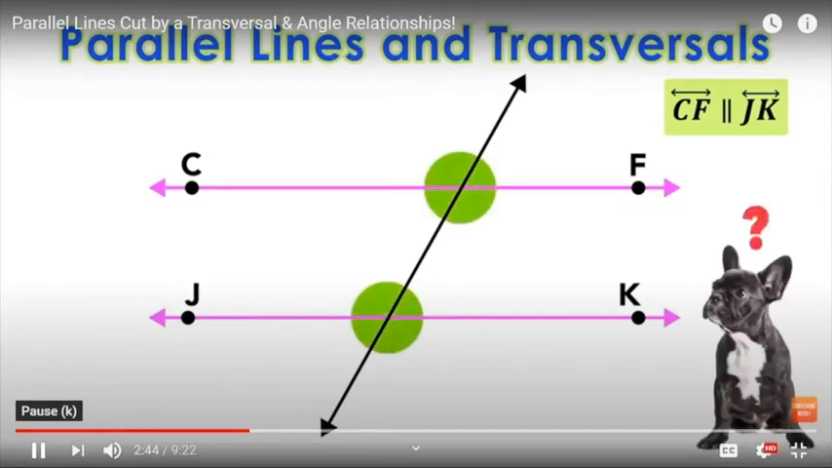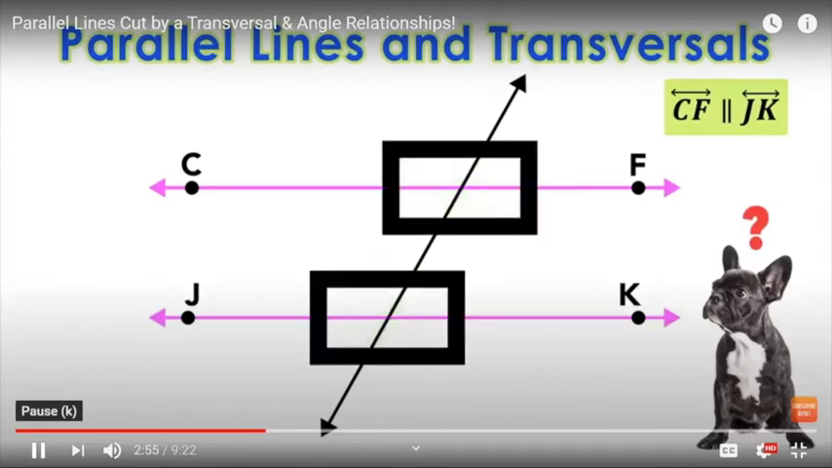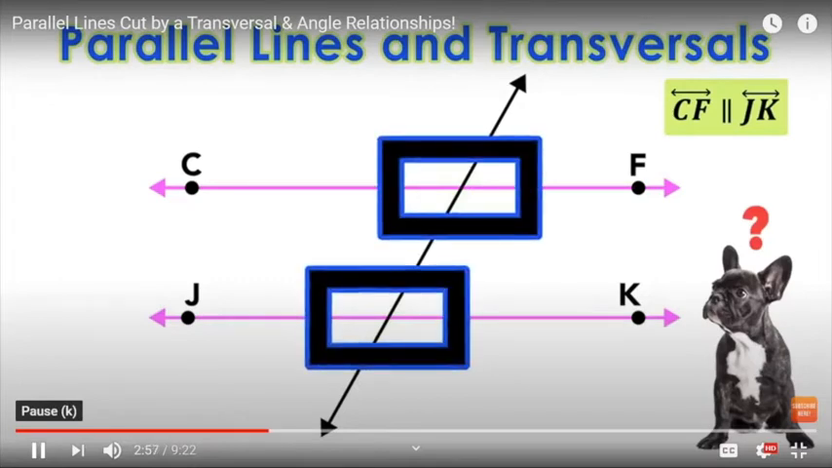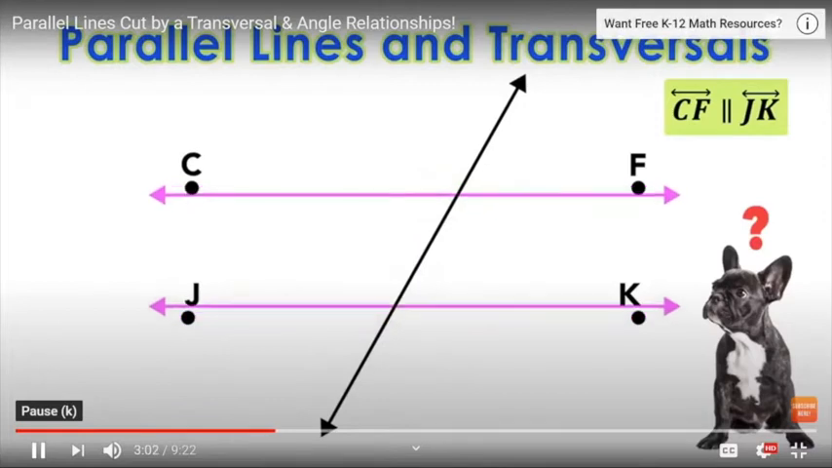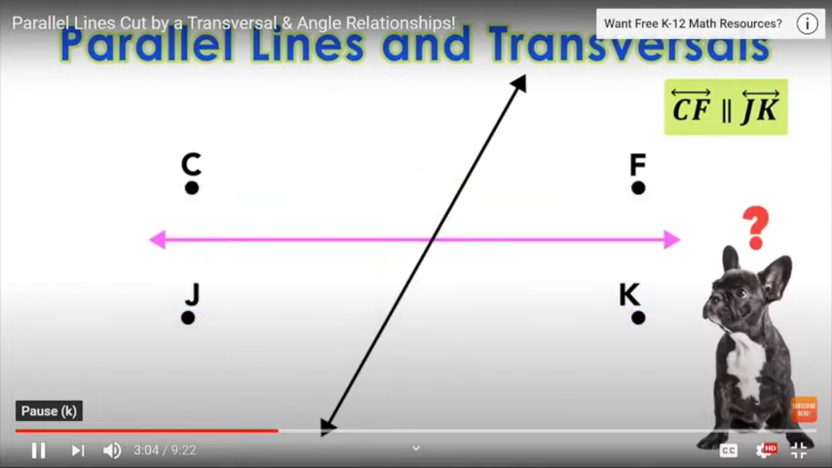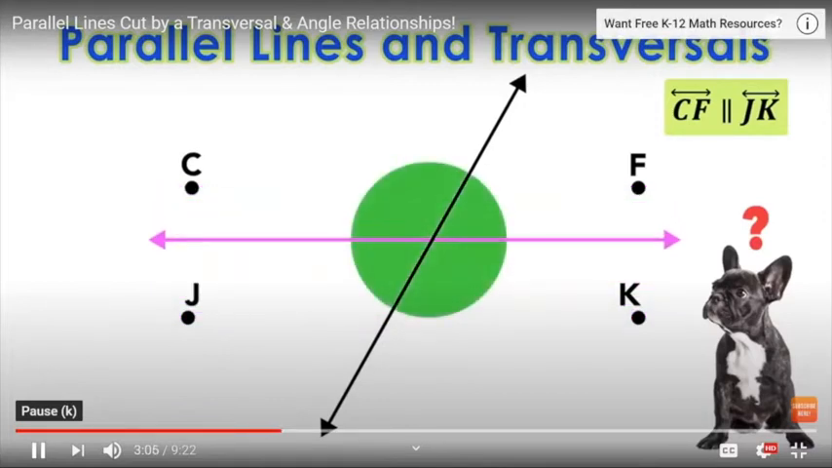Now, when a transversal crosses through parallel lines, it creates a bunch of angles. And we want to go ahead and explore the relationships between these angles. Now, if we pinpoint on those two sets of angles, we should notice that they look pretty much identical. In fact, if we take our two parallel lines and overlap them on top of each other, we can see that the angle measures for either line are going to be identical.